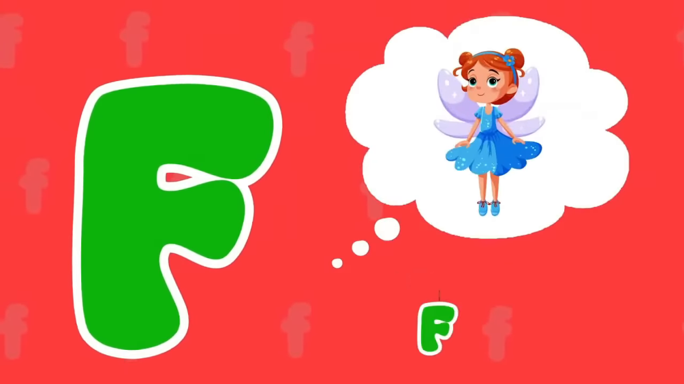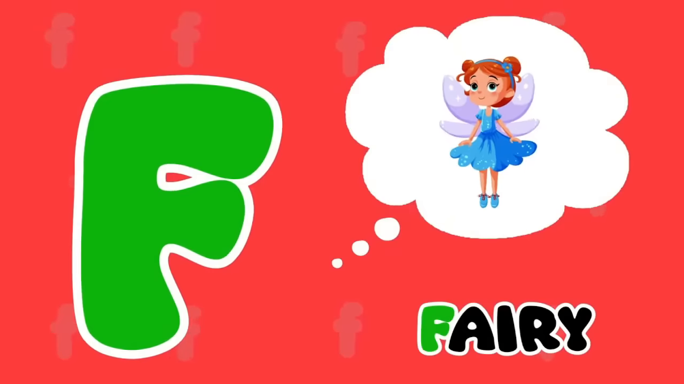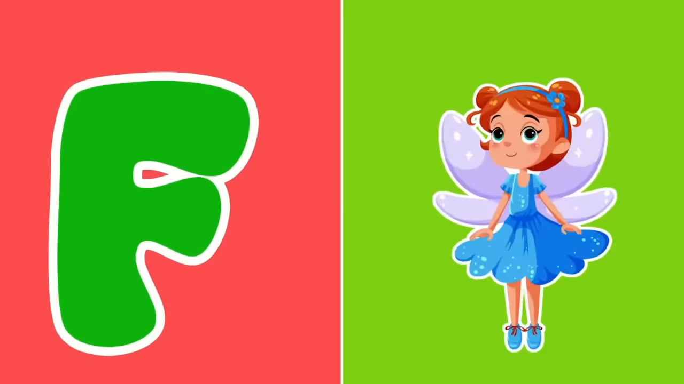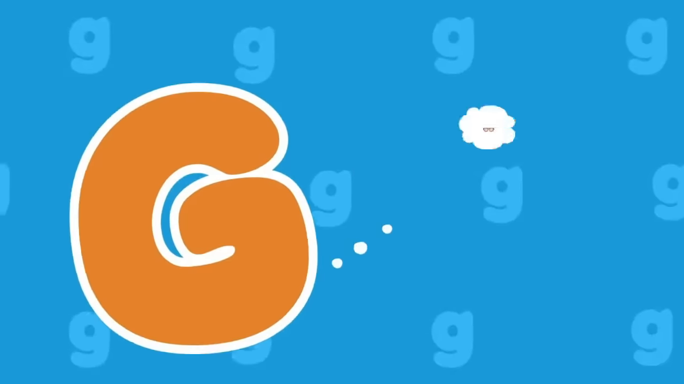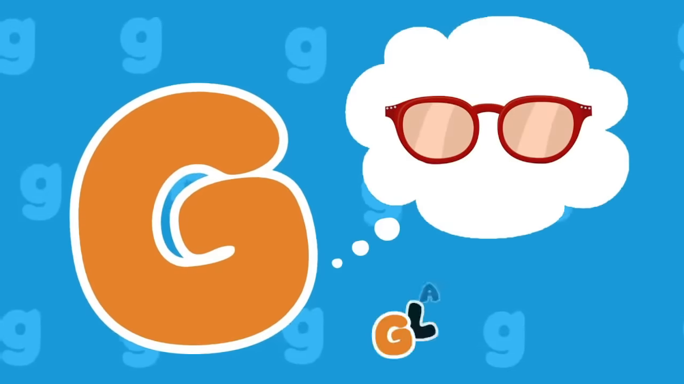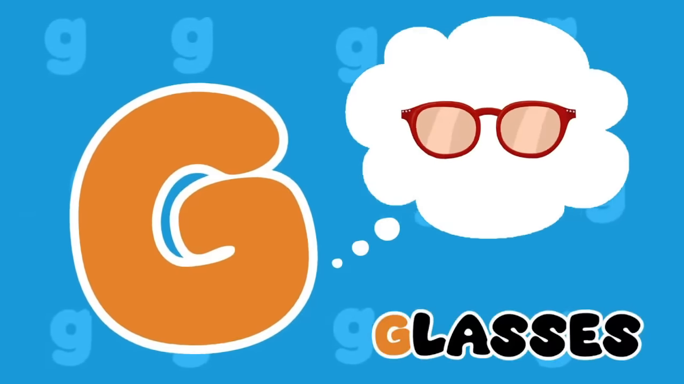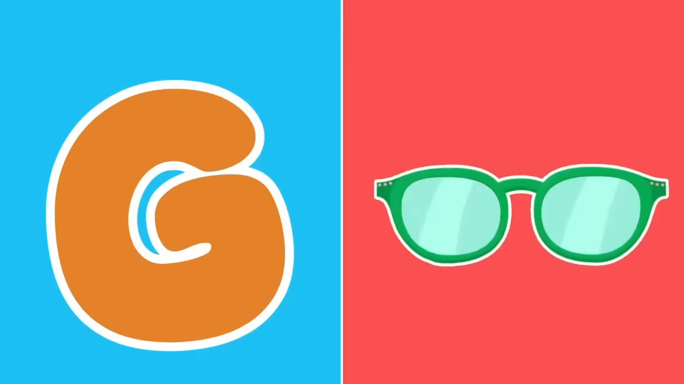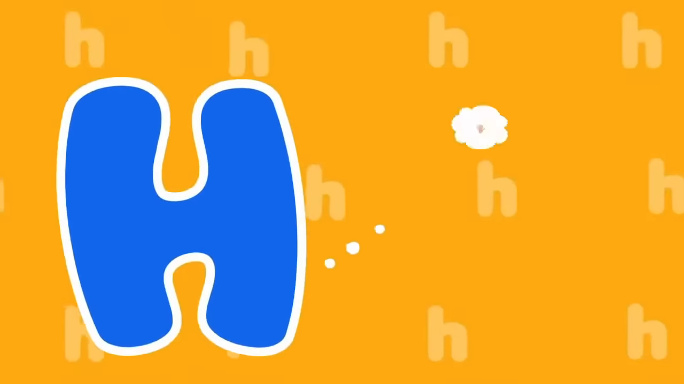F is for fairy. F for fairy. G is for glasses. G, g, glasses. H is for hand.